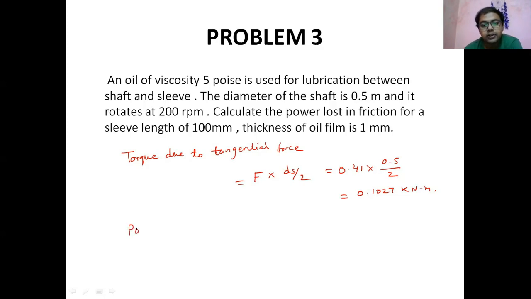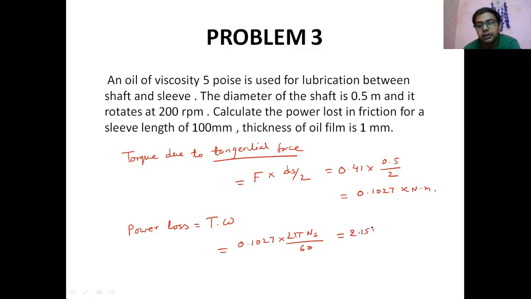Now the power loss, how much power loss? Power loss due to the frictional effect. The tangential force is the reason for the friction, the viscosity. Torque due to the friction force, so power loss due to the friction will be torque into omega. So 0.1027 into omega, 2 pi Ns by 60. So this will give you around 2.15. So that is the concept.